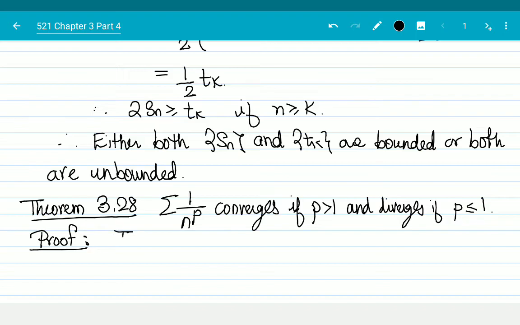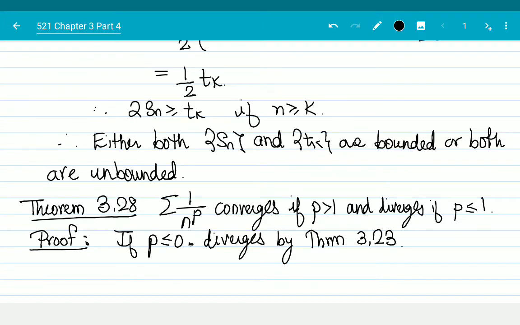Well, if p is smaller than or equal to 0, this is going to diverge, because these terms are going to be more than 1. The limit is not going to 0. So it diverges by theorem 3.23. Okay. So we are going to assume that p is greater than 0.